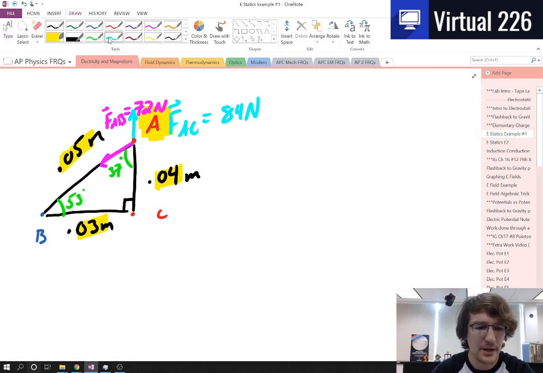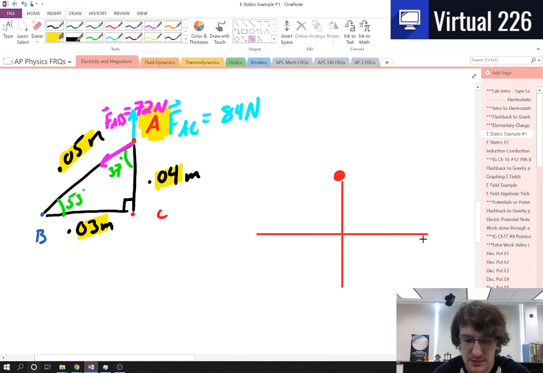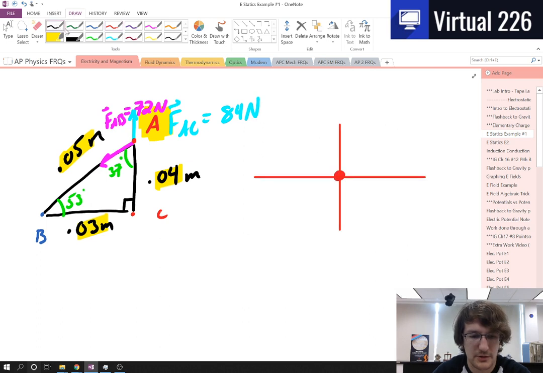The first thing we could recognize, and this will make our life easier as we go along, is that the blue force here, the force on charge A from C, that 84 newtons, is technically on an axis here. If we redraw charge A and give it a quick little axis, there's the axis of charge A. This 84 newtons is on the y-axis. It is pointing straight up.